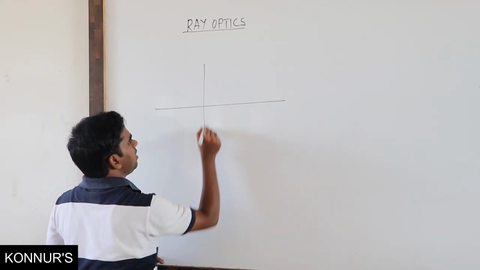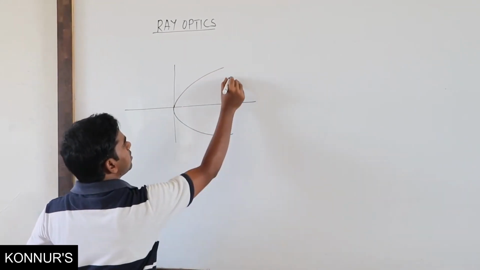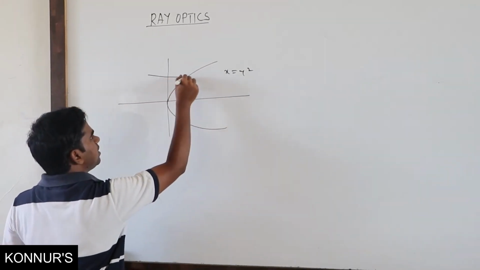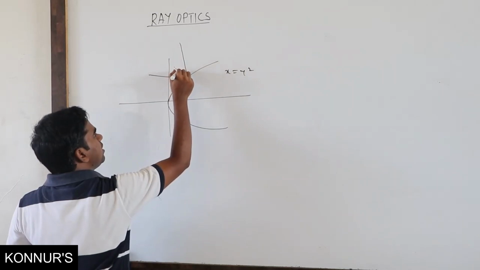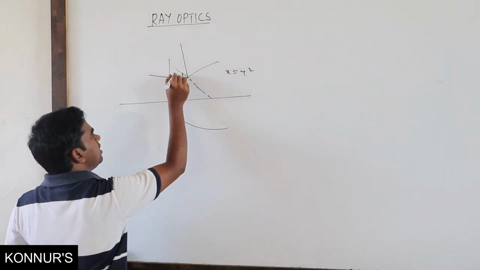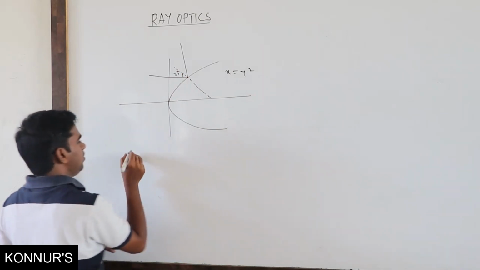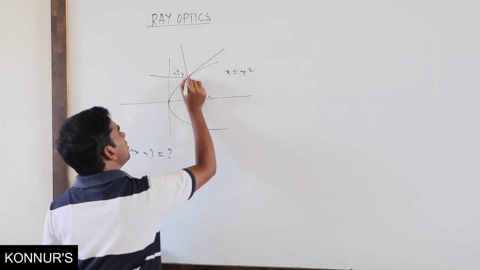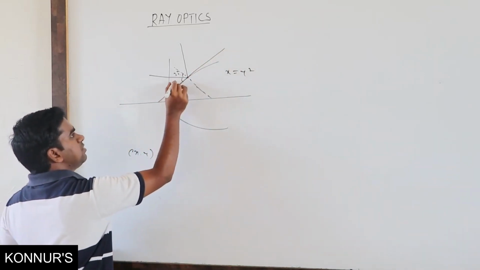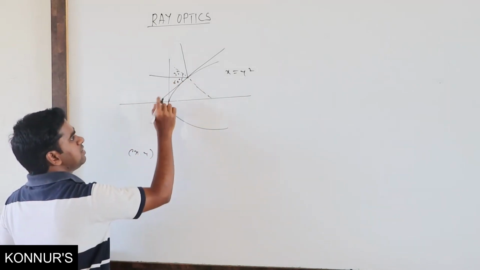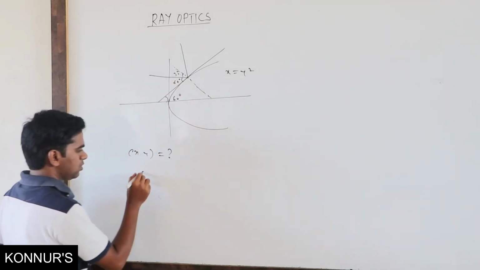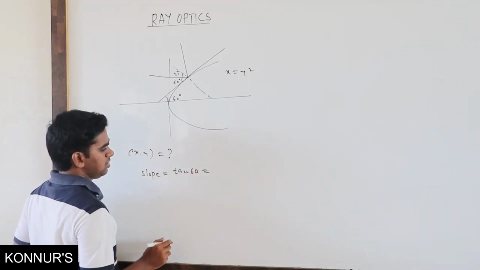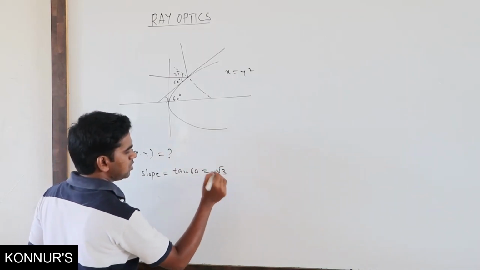If I change the angles, if this is going to be your x equals y square, and here the angle of incidence you can take as, say, 30 degrees. So here the angle of incidence is 30 degrees. Now we want to calculate x comma y. So now draw the tangent here. If this is 30 degrees, this is going to be 60. If this is 60, this is also 60 degrees. So slope is equal to tan 60. So tan 60 is how much? Tan 60 is root 3.